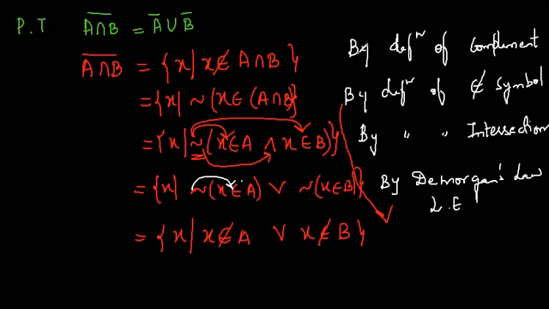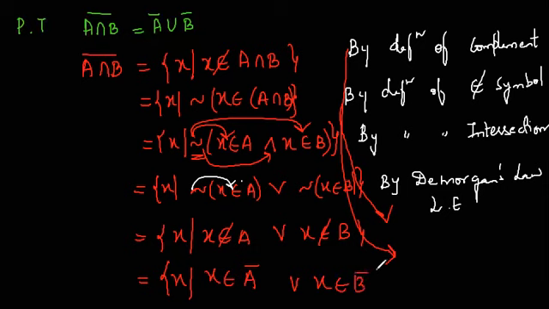Now for the next step, the does not belong symbol earlier was complement at the beginning. So the same step is repeated again, by definition of complement: x such that x belongs to A complement or x belongs to B complement. Here we are supposed to write the rules, the definition used at each step. This is very, very important.